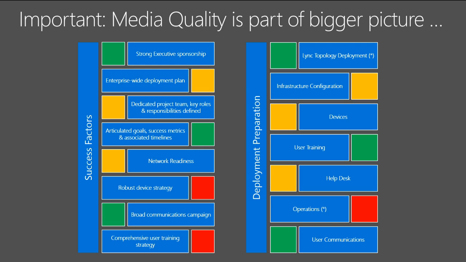The way you can read this is you look at a box, strong executive sponsorship, and the coloring represents how you're actually doing in a specific category. This is an example, meaning that, hey, we are doing good, we have really strong executive sponsorship. Unlike, for example, robust devices strategy, which is currently in red because we have no idea, or actually no plans in that area. So that's something we need to improve on. That's the success factor side, and you have something similar on the deployment preparation side.